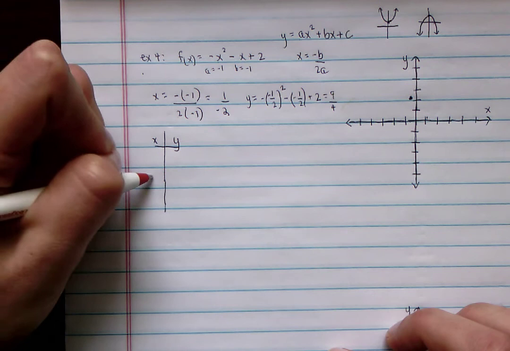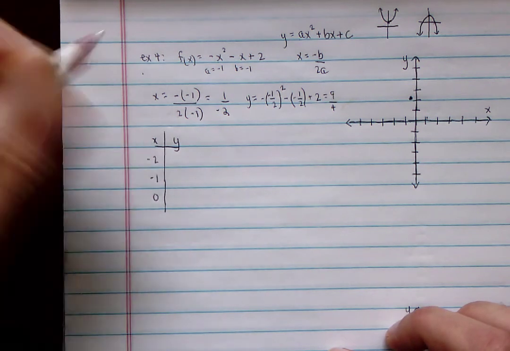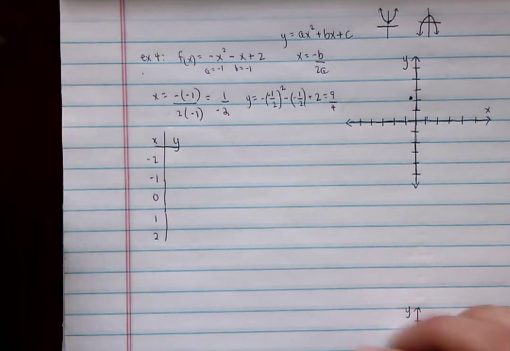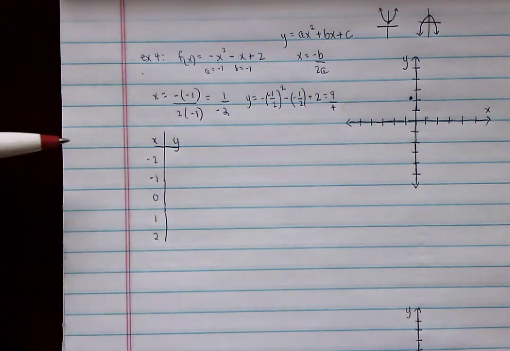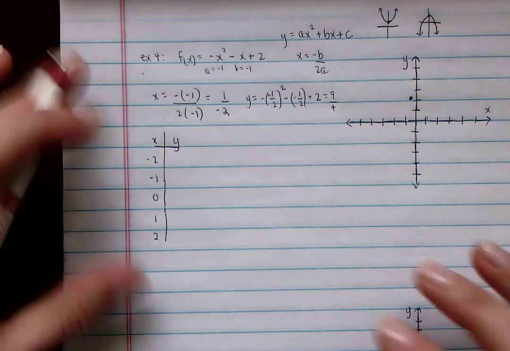We can do -1, we can do 0, -2, 1 and 0, or 1 and 2 again. We can do those points. Those are all pretty close to it. I would probably at least plot, I'd say, 5 points, just so you get a nice curve.